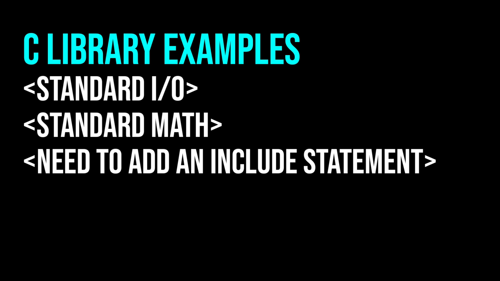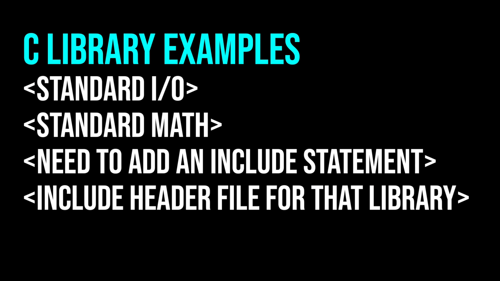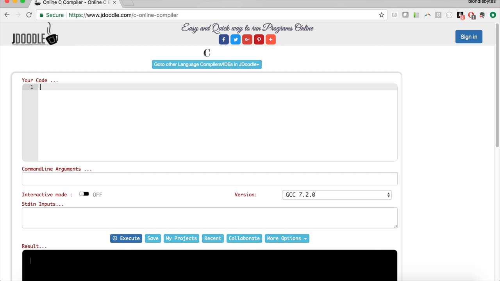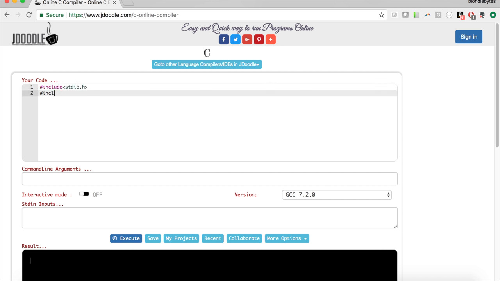To use these libraries, we're going to need to include or import their header files, which include variables and function declarations, among other things. If you're interested in header files, just leave a comment down below and I'll make a more in-depth video on it. To import the header files for these libraries, we're going to write #include <stdio.h>, that's standard I/O, and then we're going to do the same thing for math.h, and so importing those header files.